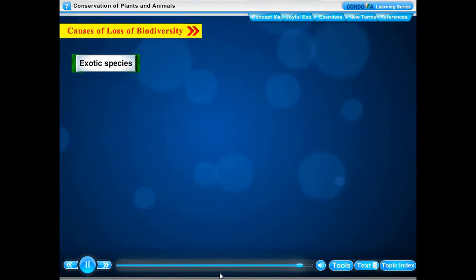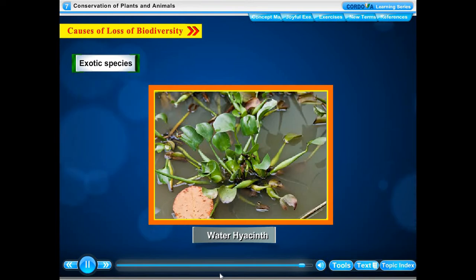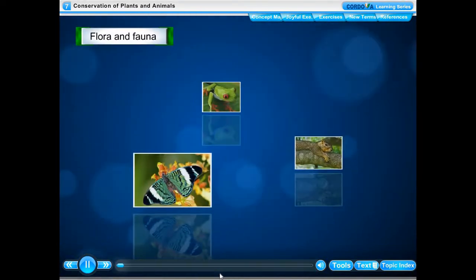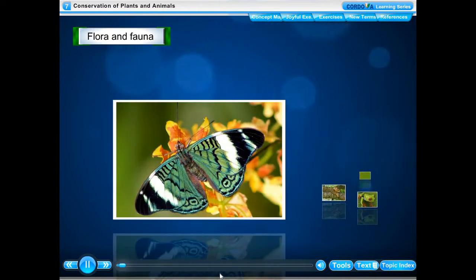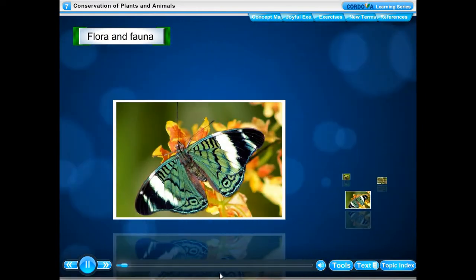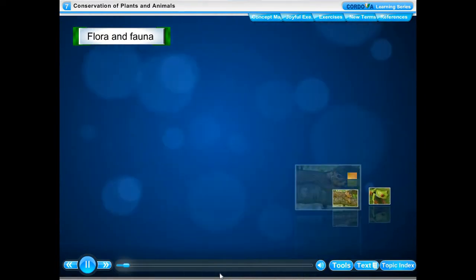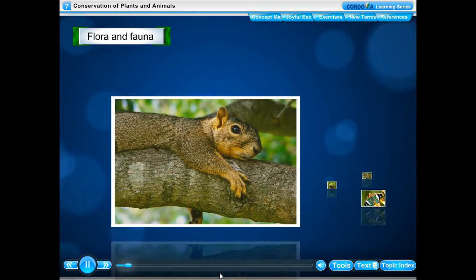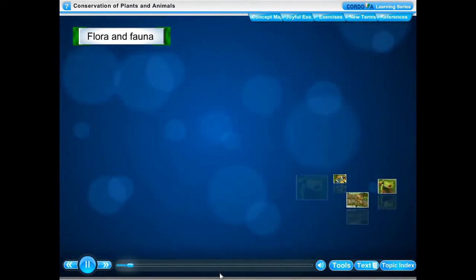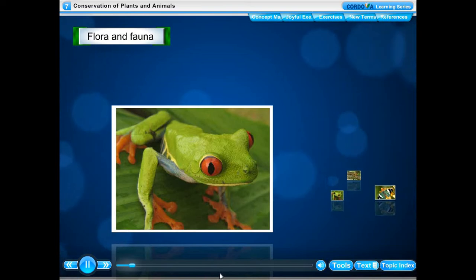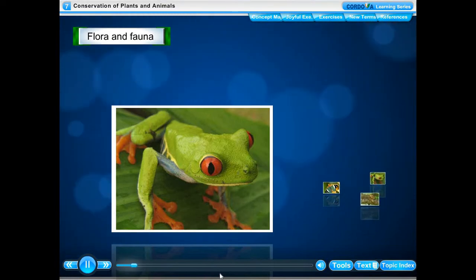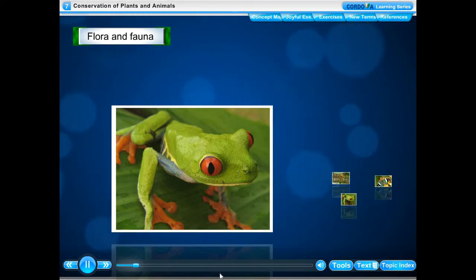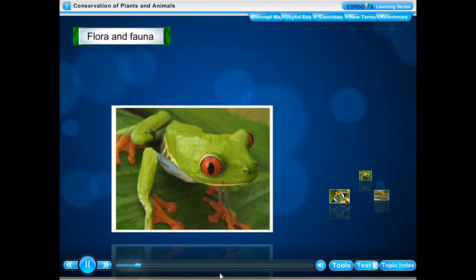Exotic species. Animals and plants that do not belong to a place originally and are introduced from elsewhere are called exotic. All the different kinds of plants living in their natural surroundings are called the flora of that place. All the different kinds of animals living in their natural surroundings are called the fauna of that place. Together, the flora and fauna of a place form the biodiversity of a place.